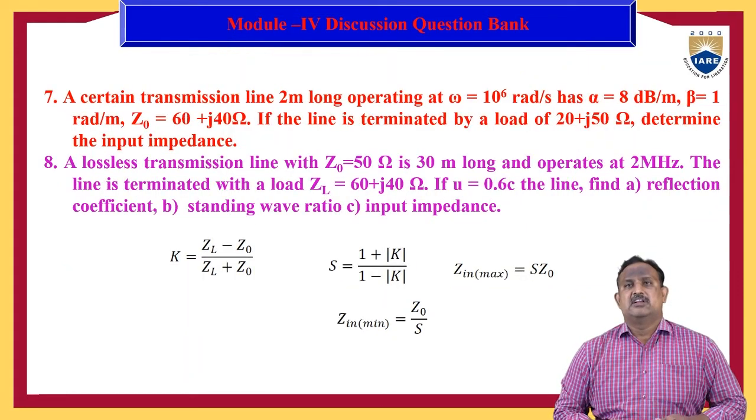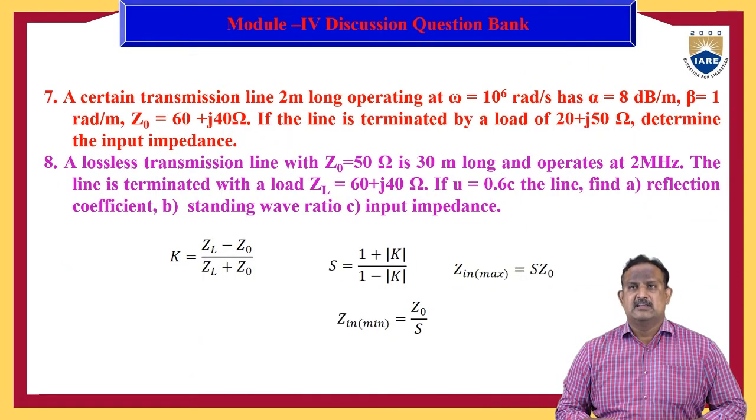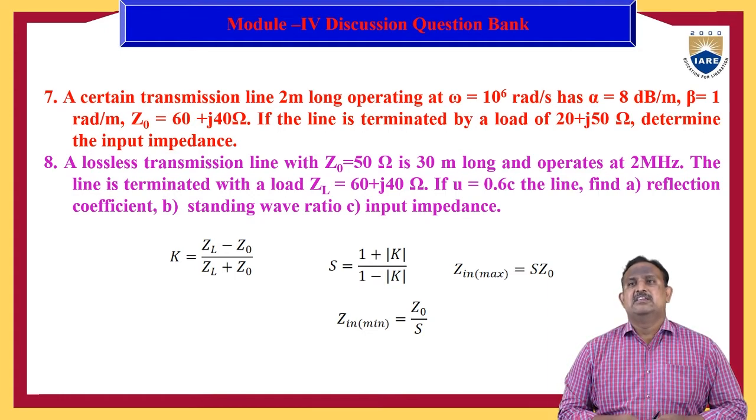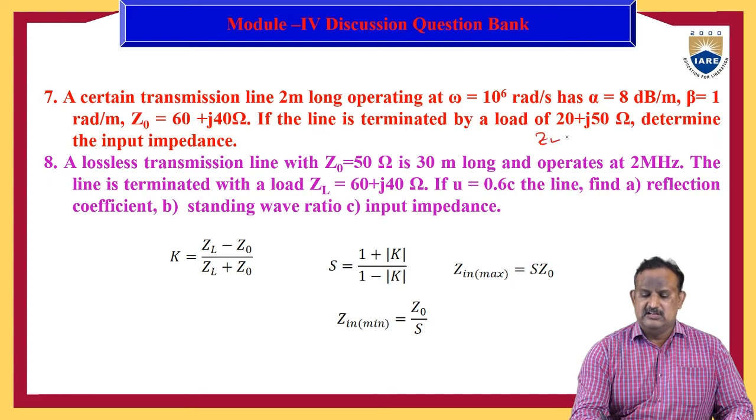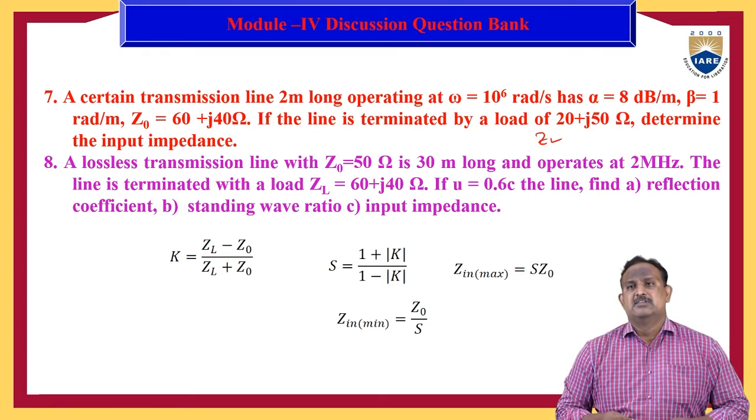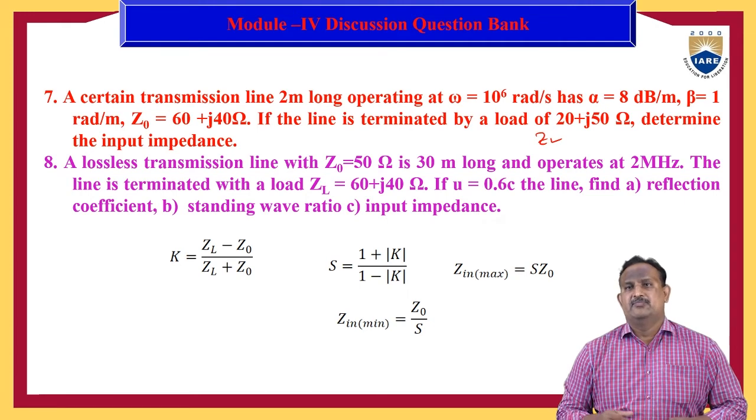Next, a certain transmission line 2 meters long operating at omega equal to 10 power 6 radians per second has alpha equal to 8 dB per meter and beta is equal to 1 radian per meter and Z0 is given. So if the line is terminated by a load of 20 plus J50 ohms. So here this Z0 is given, ZL is given. Then we need to determine the input impedance. So here we have the formula to find the input impedance.